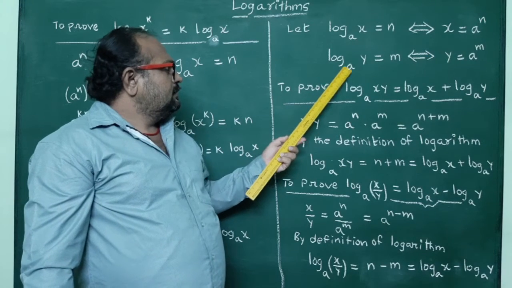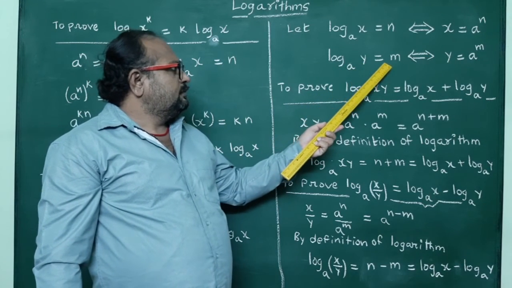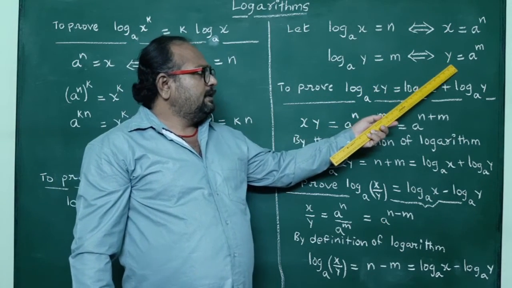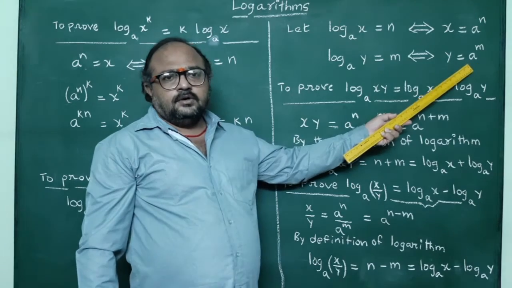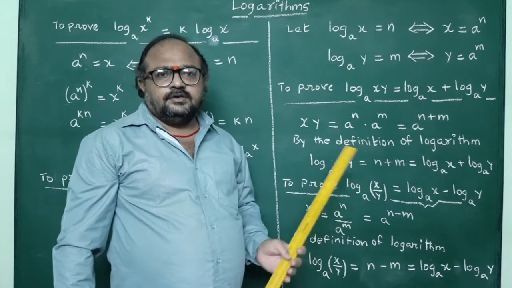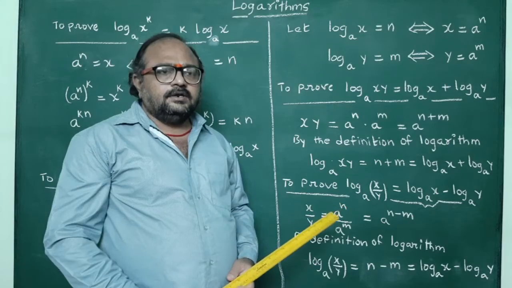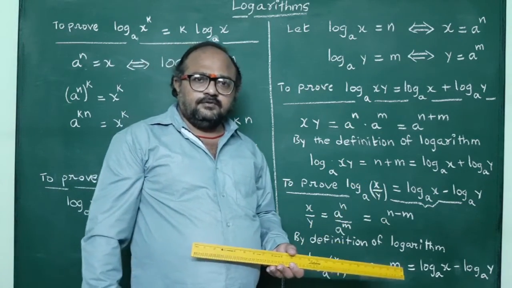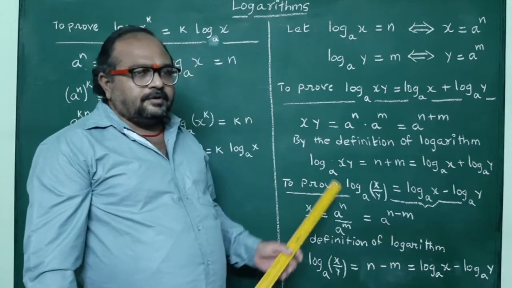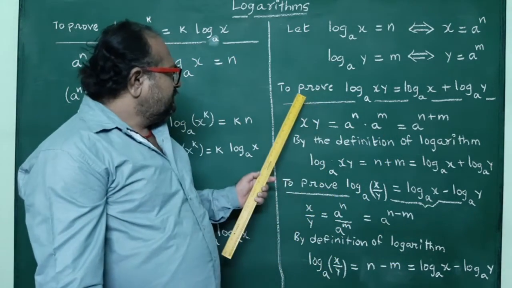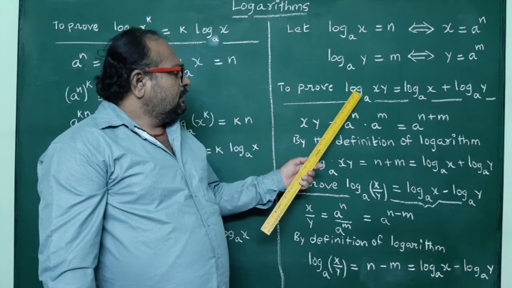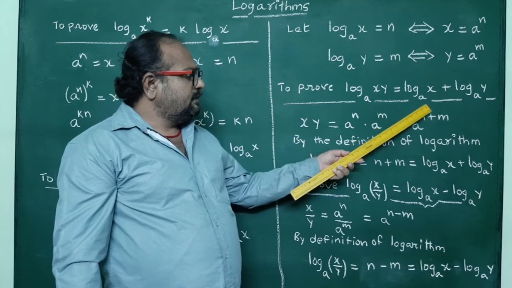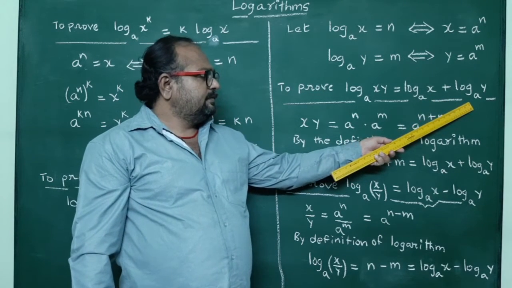If log y to the base a is equal to m, then we can write it in the exponential form y equal to a power m. Now, based on this definition of logarithm and the relationship between the logarithmic form and the exponential form, we derive certain properties of logarithms. First we prove that log xy to the base a equal to log x to the base a plus log y to the base a.